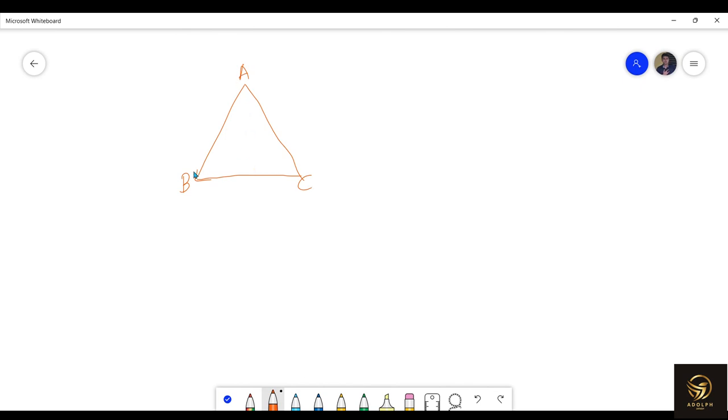So for example, if this is the triangle, I'm just considering BC as the base. For the base BC, I'll be finding the midpoint. So if this is the midpoint M, I'll be connecting the third vertex A and M. So this line is called a median for any type of triangle. And let's see what altitude is.